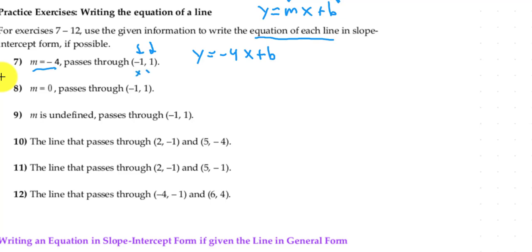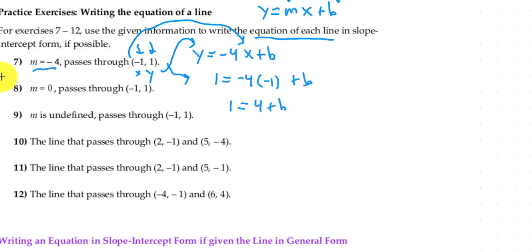So I can sub in 1 for y and negative 1 for x to find b. So I'm left with 1 equals negative 4 times negative 1 plus b. See what I did there? I just substituted the values in. So now I'm left with 1 equals 4 plus b. I subtract 4 from both sides. Whoa, the pen went crazy. I subtract 4 from both sides to get negative 3 equals b. So now I know what my b is.